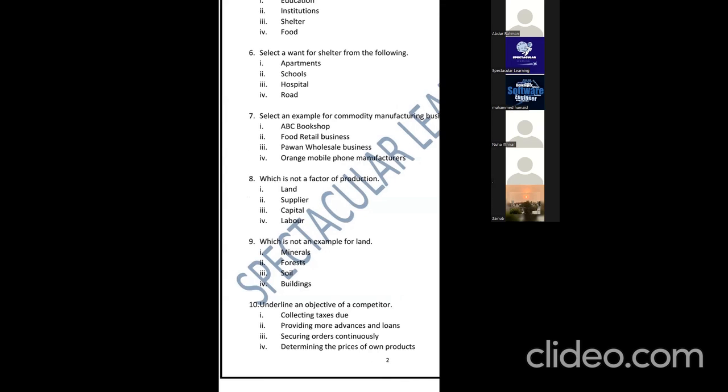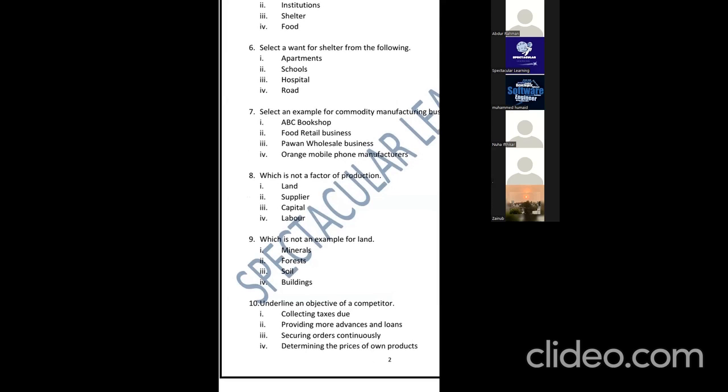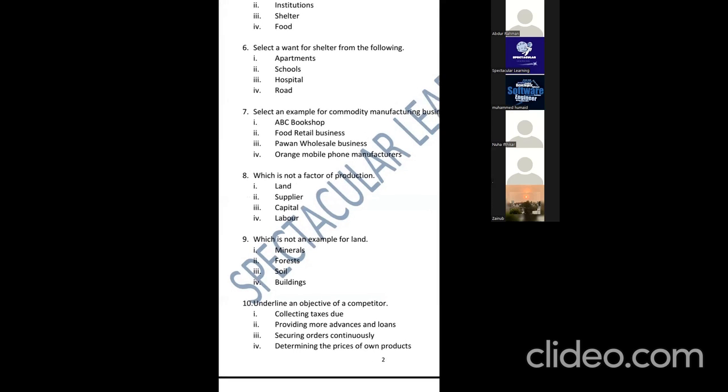Okay, no problem. So the tenth one, underline an objective of a competitor. Who can tell me out of these four, what is an objective of a competitor? Fourth one. Yeah, determining the prices of own products. So collecting taxes due is an objective of whom? Can somebody tell me? Whose objective is to collect taxes?